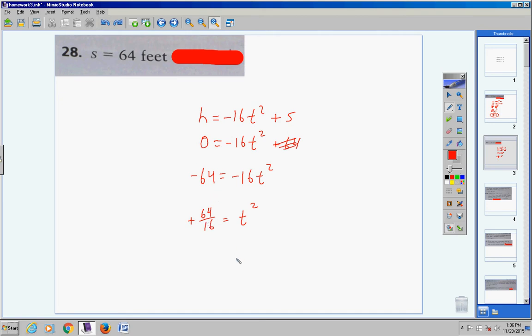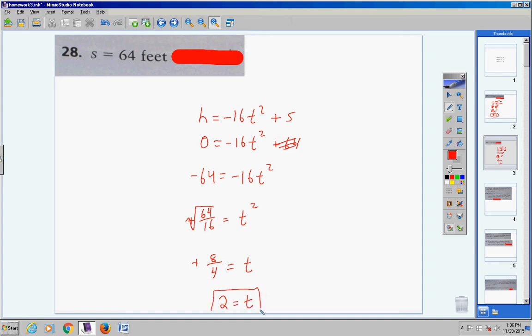Okay? I'm going to take the square root of the right side, which would be t. Take the square root of this side. The square root of 64 is 8. The square root of 16 is 4. Normally you would put positive, negative, but in this case, we're dealing with time, and time cannot be negative. Now you can reduce that. 8 over 4 is 2.